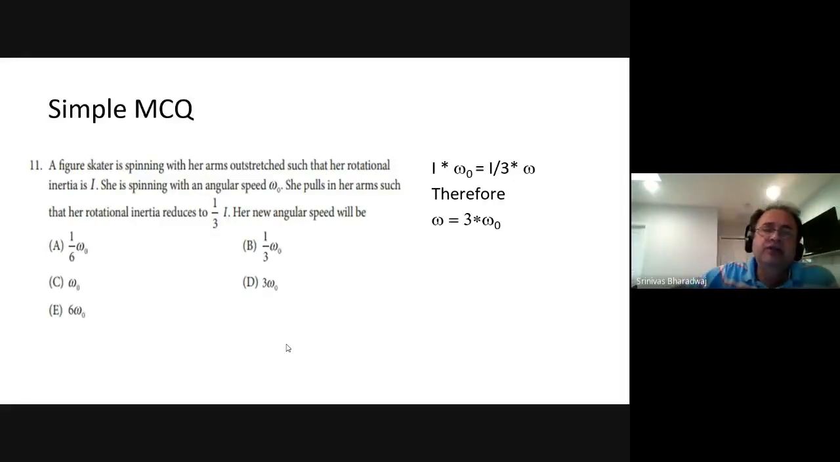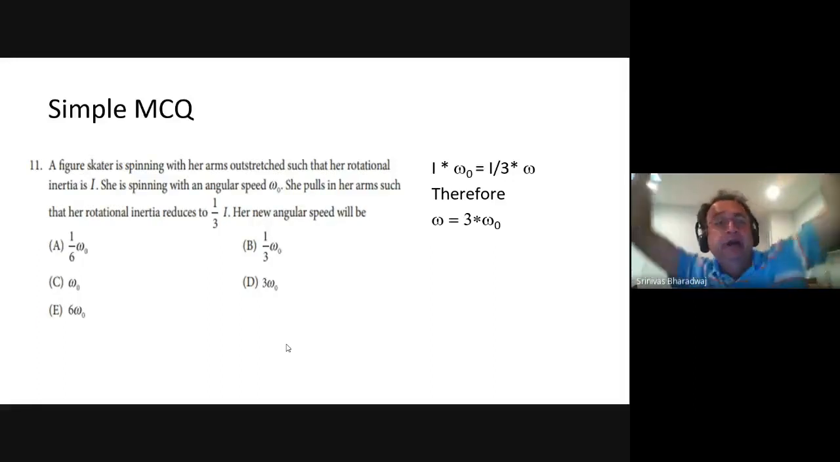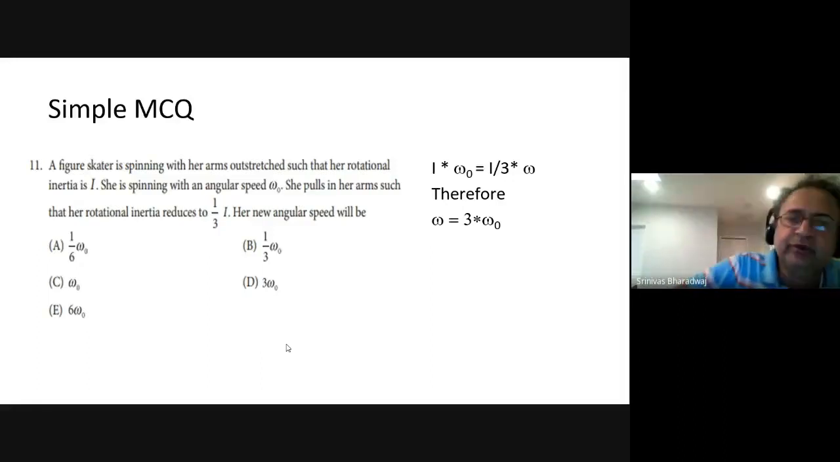So now she starts to spin faster and faster because there is conservation of angular momentum. What does conservation of angular momentum do? Because her rotational inertia reduces to 1/3, her new angular speed will triple. So that is how it works.